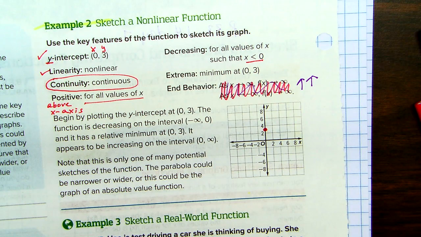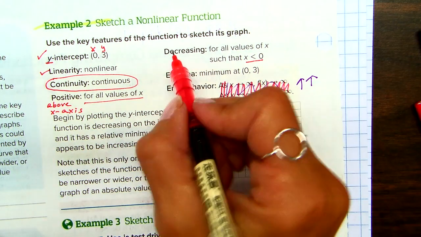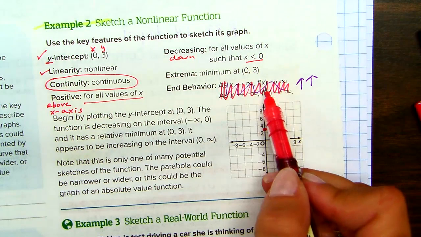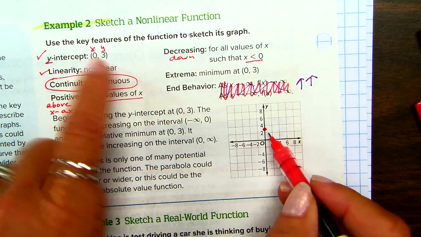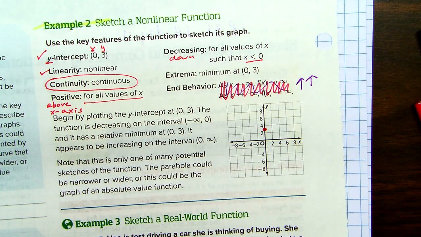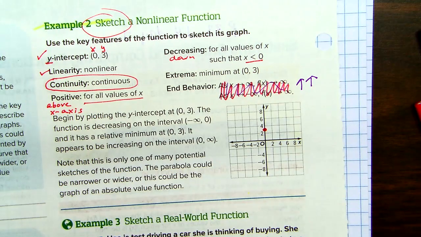Okay. Let's wait on that. It's going down. Okay. There's a minimum at (0, 3). Well, we already graphed that. That was our y-intercept. And we know our end behavior. From just that information, we're going to sketch a graph. Now, sketch means just that. It's not perfect. Don't ask for a ruler. You don't need it. This isn't a line anyway. It's not going to be perfect. But if we meet all this criteria, we're good.